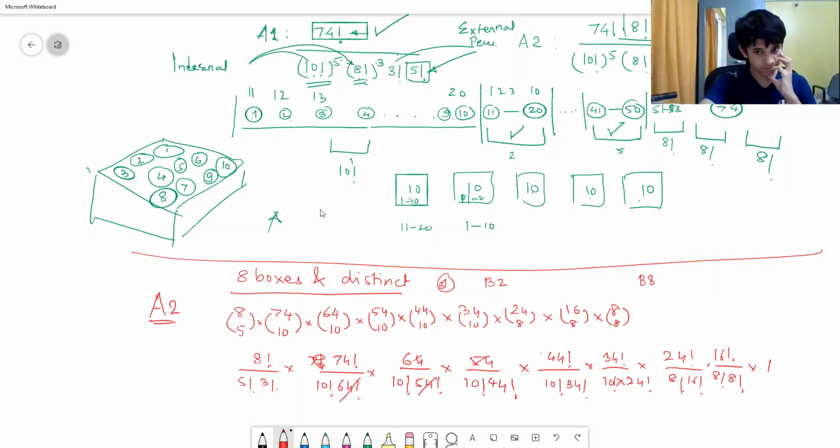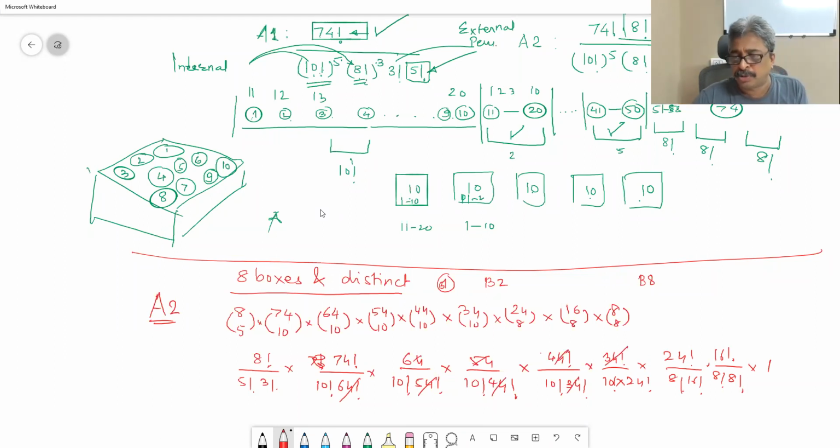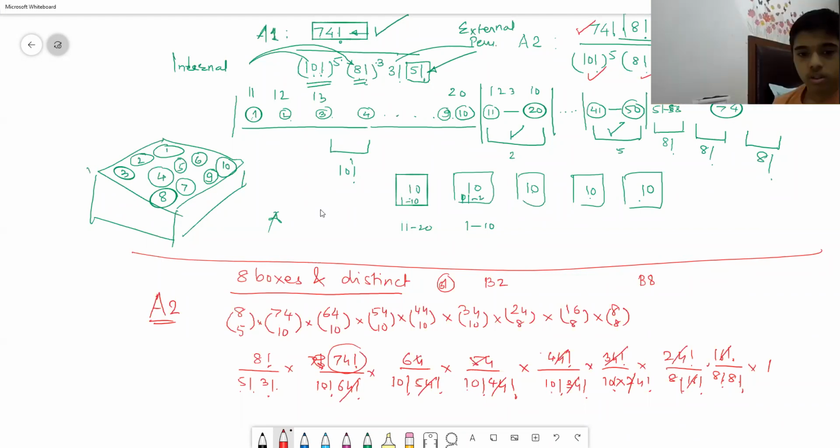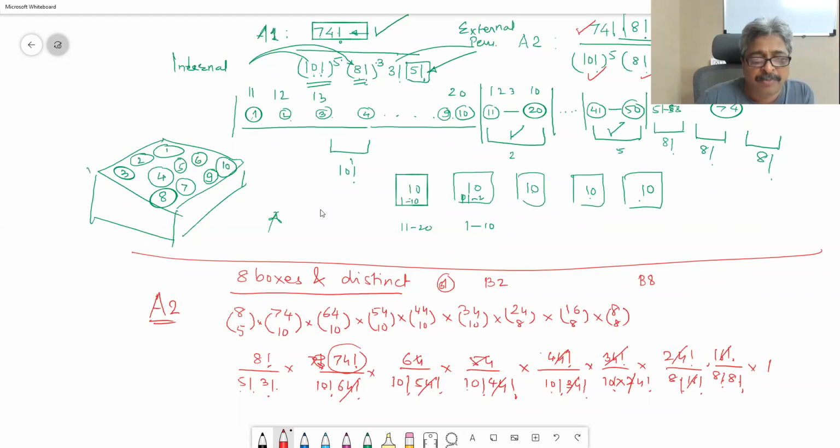64, 64, 54, 54, 44, 44, 34, 34, 24, 24, 16, 16. How many tens in the numerator? You have 8 factorial, which tallies with this. In the numerator, you have 74 factorial, which tallies with this. In the denominator, you have 5 factorial, which tallies with this. In the denominator, you have 3 factorial, which tallies with this. There are 1, 2, 3, 4, 5 10 factorials, and 1, 2, 3 8 factorials. So this is the second answer. And if you divide this answer by 8 factorial, you get the identical-box answer.